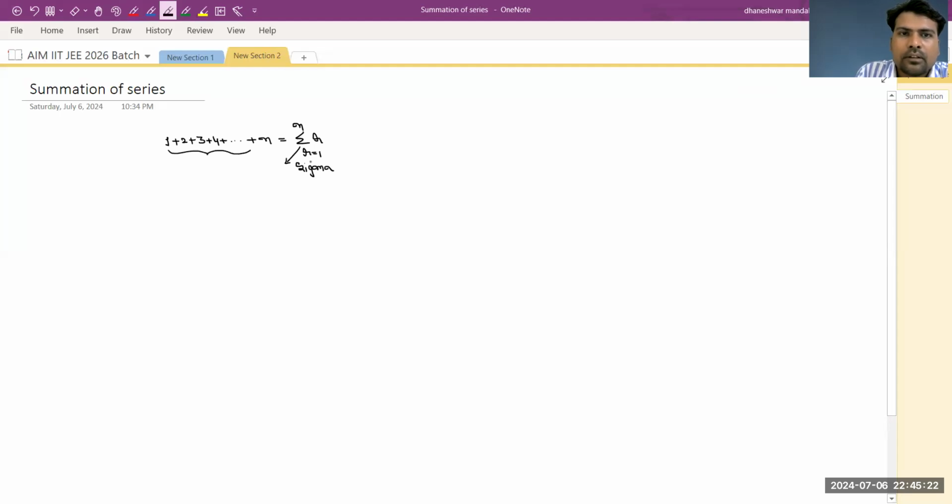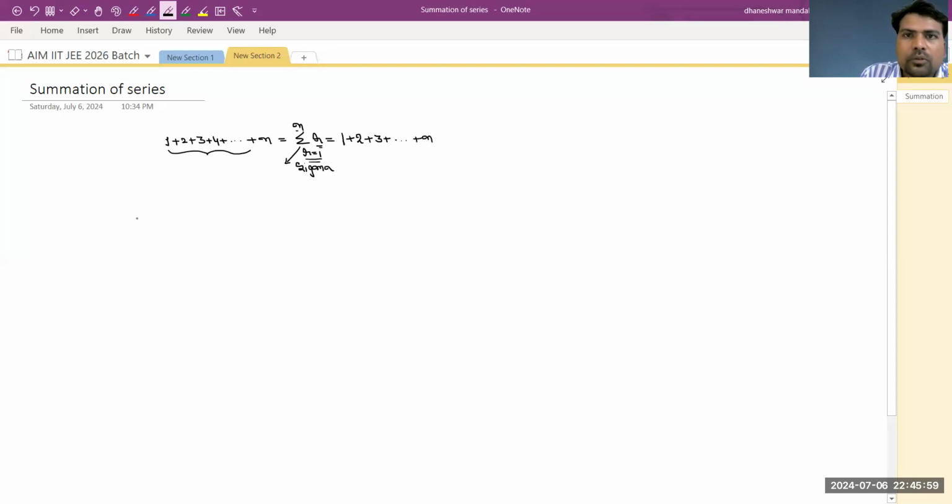What is the meaning of r equal to 1 to n? If r equals 1, then 1 is here, and the rule of sigma is to put a plus sign here. Then the value of r increases and becomes 2, so we have 2 here. Then again we put a plus sign, and in this way we have the numbers, and at last here we have n.